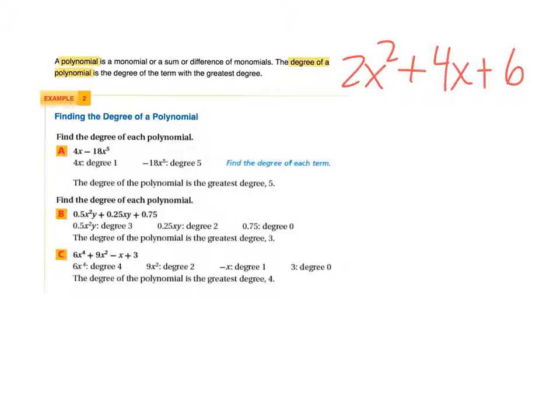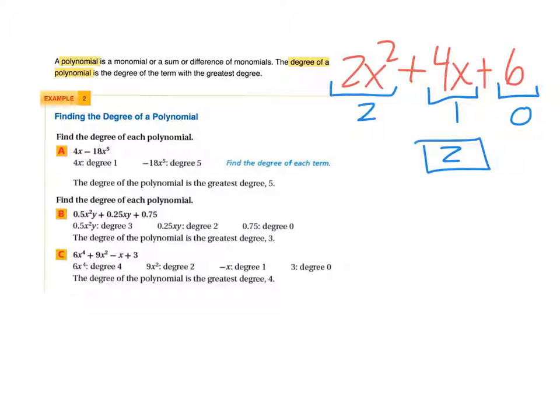The degree of the polynomial is the degree of the term with the greatest degree. What that means is that you look at each term. So here's my first term, there's my second term, there's my third term. You find the degree of each of them. So this one is 2, this one's 1, and that's 0. And then from there, you find which one's the greatest. Since 2 is the greatest, the degree of this polynomial is 2.